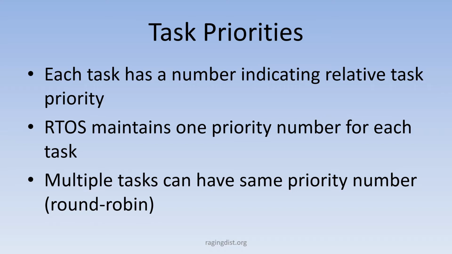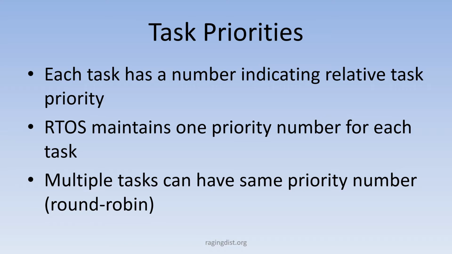So if you've got, say, 20 tasks in a system, then if you don't allow round robin, you have to have a minimum of 20 different priority numbers assigned to these tasks. The numbers don't necessarily have to be contiguous, and this will vary from RTOS to RTOS, but they have to be unique. Of course, if you have round robin, you can share the same priority with all the different tasks.